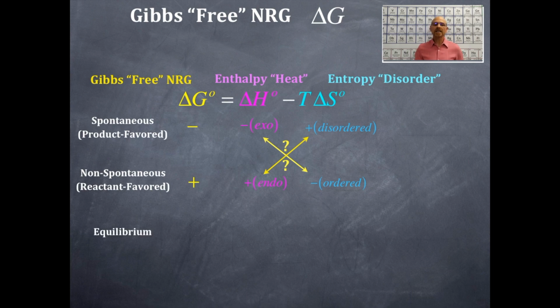When it's at equilibrium, the delta G is going to be 0. So 0 for the delta G at equilibrium. That's going to play a role in a future mathematical problem which we will be solving.